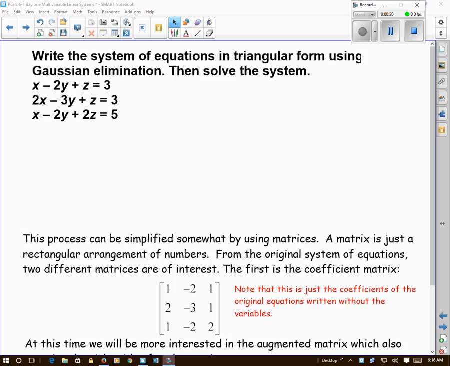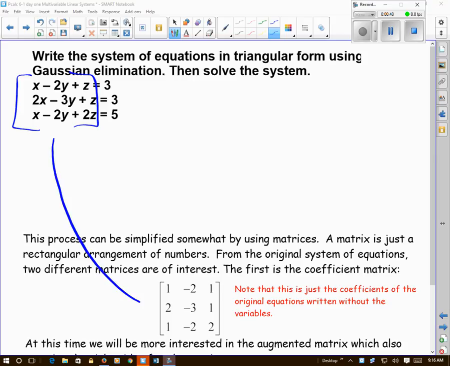So we want to look at two special matrices. The first one is the matrix formed by just taking the coefficients of the original equation. If we look at just this part of the original equation and leave the x's, y's, and z's out, then we get this matrix: 1, negative 2, 1, 2, negative 3, 1, and 1, negative 2, 2.